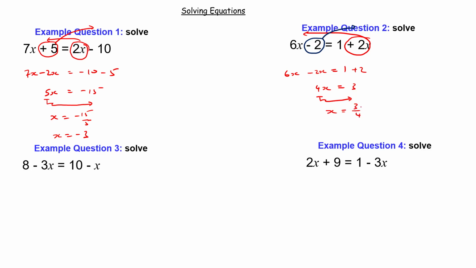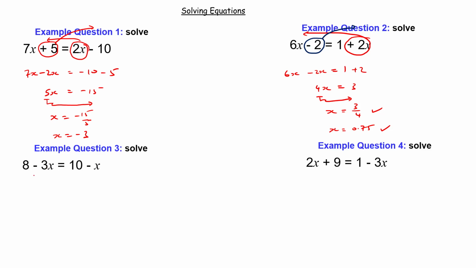Okay. I like my fractions, so 3/4 I'm happier with. If you say that x is equal to 0.75, that's fine as well. Much prefer the fractions. Okay, let's have a look at example question 3. Right, so on this question, we've got 8 minus 3x is equal to 10 minus x.